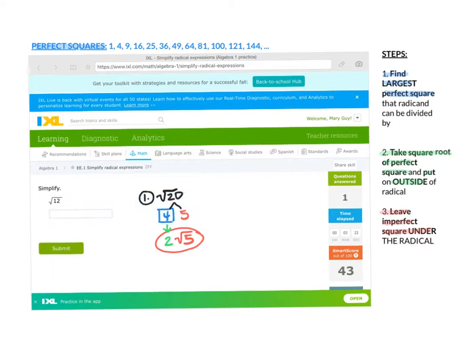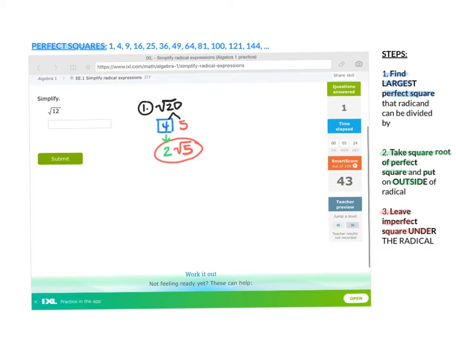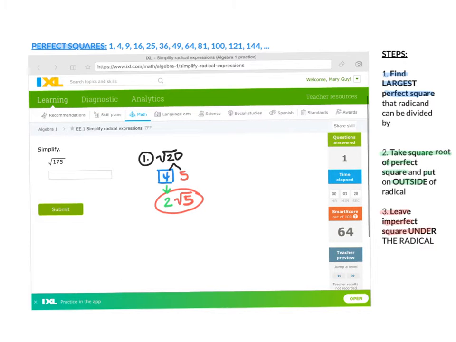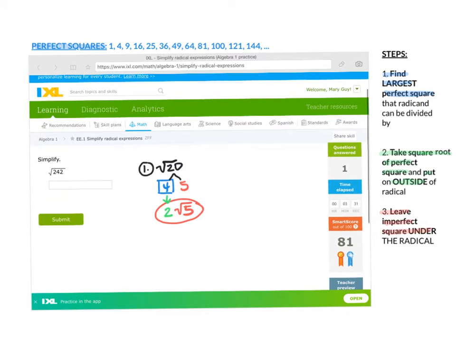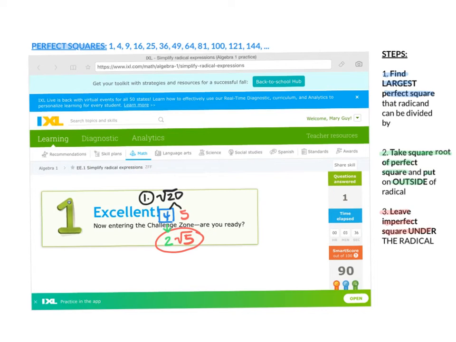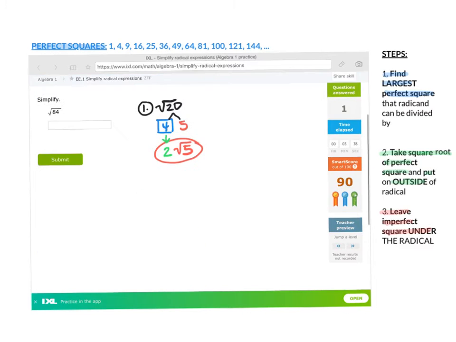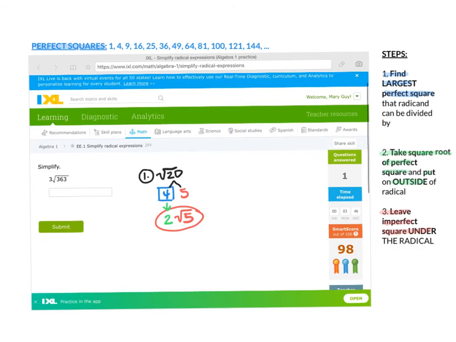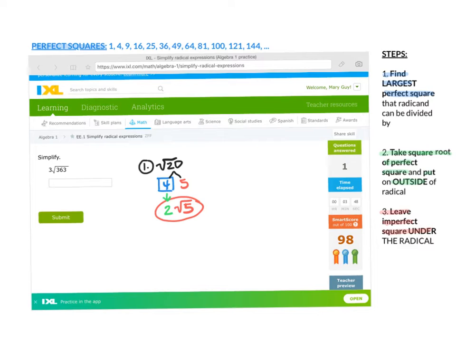So that is an example of one where you don't have a number on the outside, but there will be eventually some that show you a problem that has a number on the outside in front of the radical. So let's see if I can get one to come up on the screen. Here we go. Ooh, and they give us a large number there, 363. And I may have to go a little bit further with my square root list. But let's just go ahead and try it.